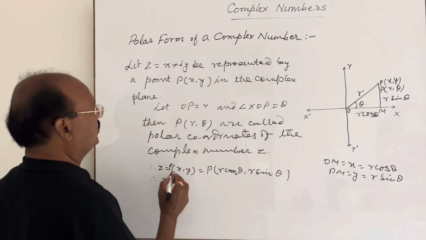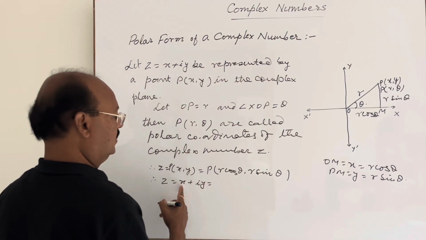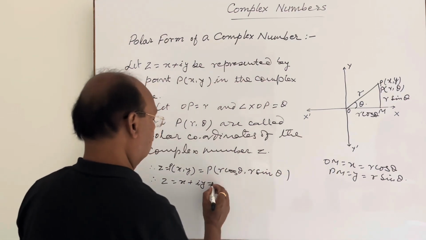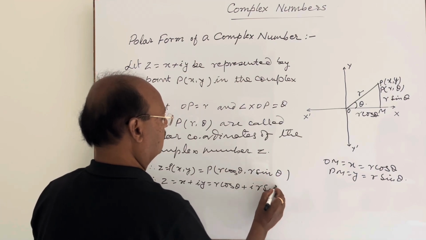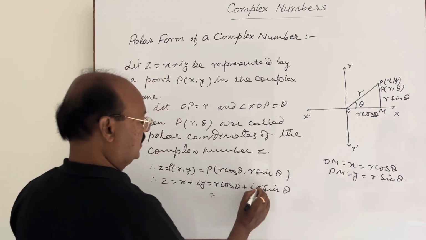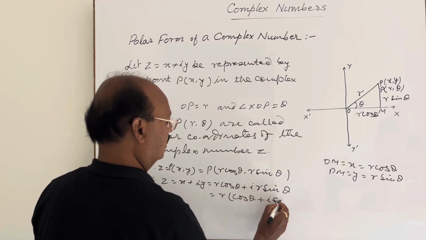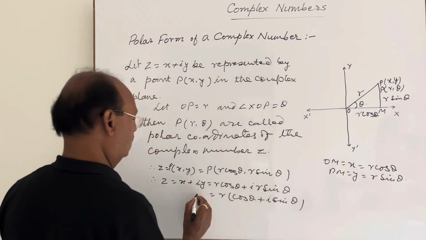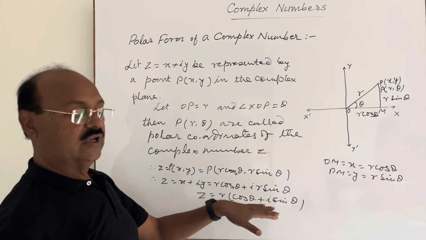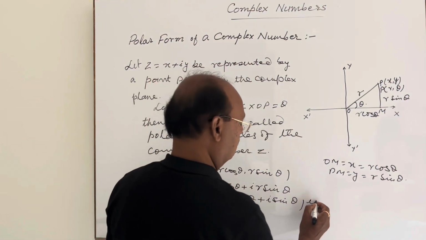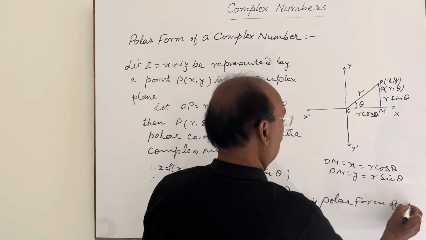Therefore z, which we wrote earlier as x + iy, with x equal to r cos theta, becomes r cos theta + i r sin theta, and r is common, so z = r (cos theta + i sin theta). This is the polar form of the complex number.